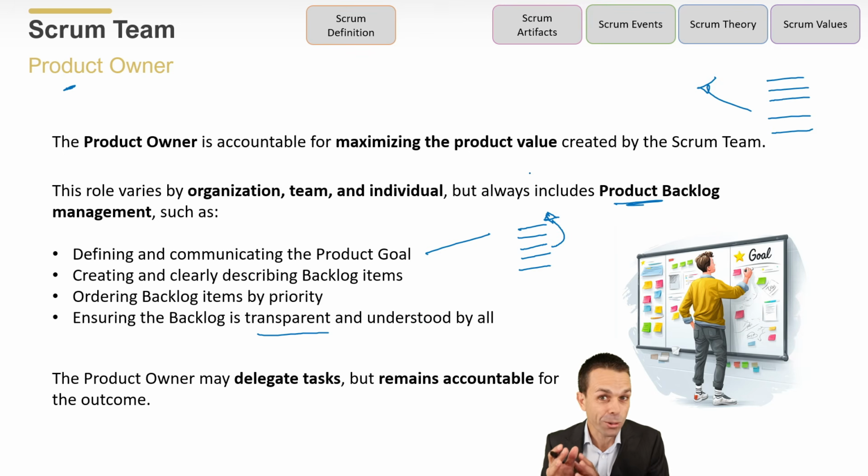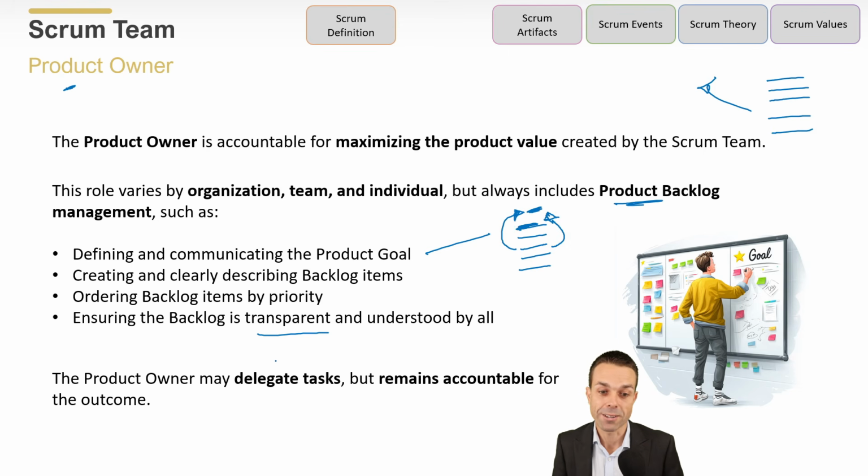This is also very important. It's not just a secret list that they keep in their back pocket. This is something that is put everywhere. It's on the walls. It's in an open area. It's in an open portal that anybody can have a look at any time. And the product owner can show exactly why this item is the most valuable and the next item is the next valuable. And it's transparent so everyone can see it.